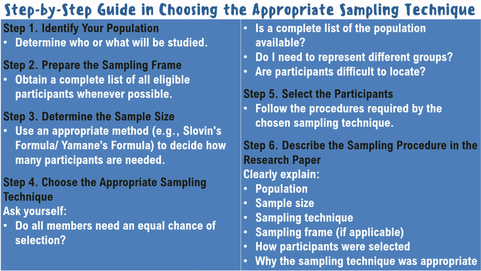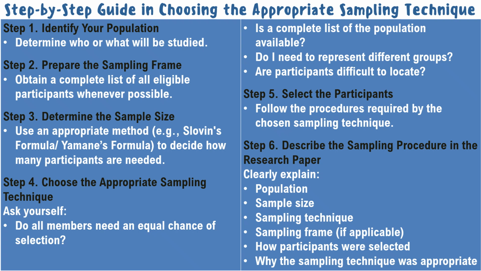Now we move to one of the most practical parts of the lesson. So you already know the different techniques, but as researchers, the real challenge is how do I choose the right one? So we can follow 6 steps. Okay, so I want you to take note of the step-by-step guide in choosing the appropriate sampling technique. Okay, step 1, identify your population. Step 2, prepare the sampling frame.